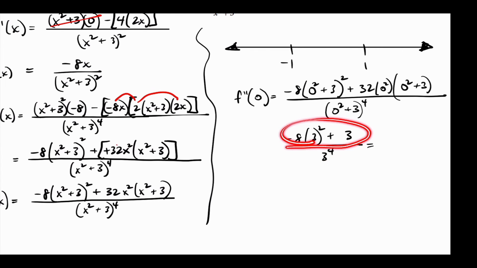On top, I see that this guy right here is going to be something big. Negative 72, I think it is. Plus 3. That's going to be a negative number. So you're going to have a negative divided by a positive, which equals a negative number. If you don't believe me, just keep doing the math. -72 plus 3 divided by 81.